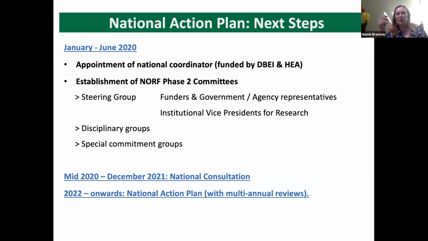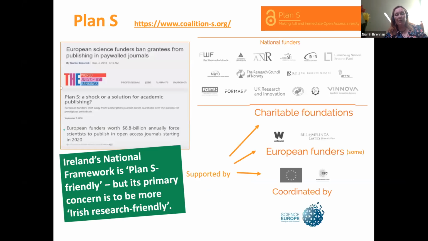The next steps: a national coordinator is going to be appointed to oversee this. The two committees are already being established. The national consultation will take place within an 18-month period, and then we'll have a new national action plan. So all the time, we'll be watching and working with Coalition S, but also with the other agencies and what they're discovering, what they're finding, to try and make this work, making sure that we have coherent policies, but also making sure that this is going to work for our researchers on the ground. So we can say Plan S, Ireland's national framework is Plan S friendly, but its primary concern is to be Irish research friendly.